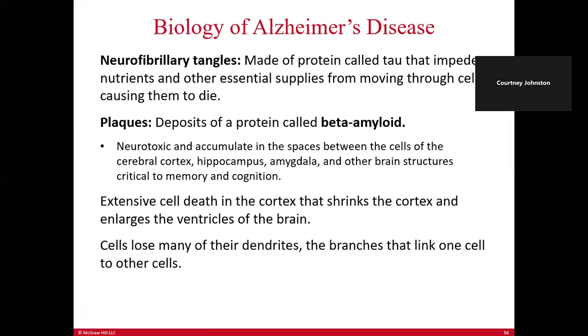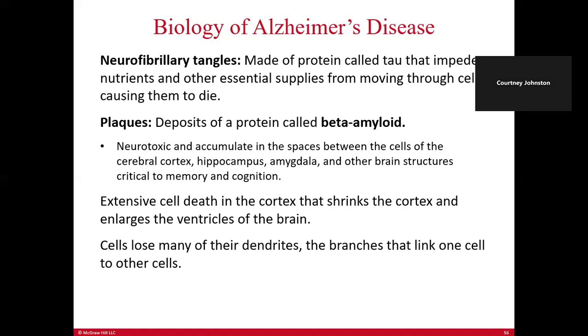of Alzheimer's, in that neurofibrillary tangles happen. This is made of a protein called tau that gets in the way of nutrients and other essential supplies from moving through cells, and that causes the cells to die. Also plaques, these are going to be deposits of beta amyloid, and these are neurotoxic, and they accumulate in the spaces between the cells of the cerebral cortex, hippocampus, amygdala, and other brain structures, which are critical to memory and cognition. And so if that gets in the way, then those types of activities are not going to occur.